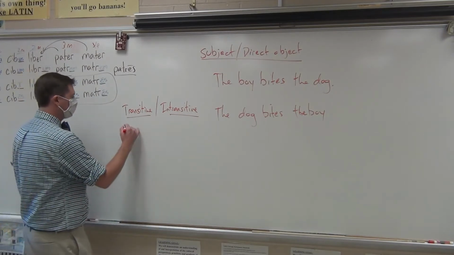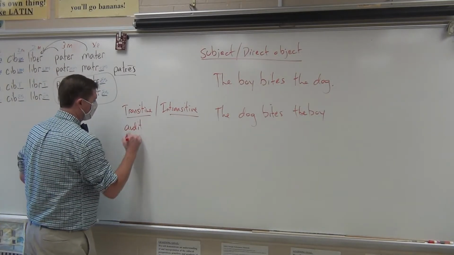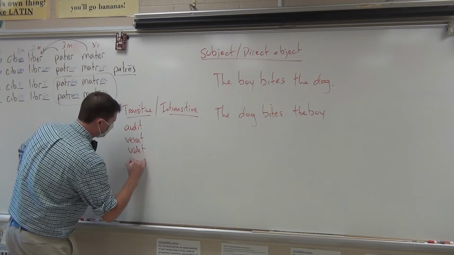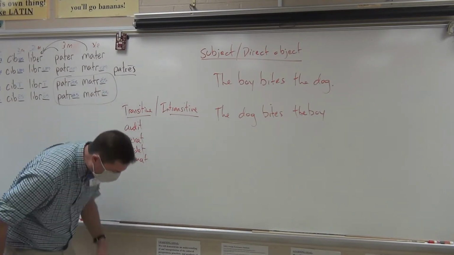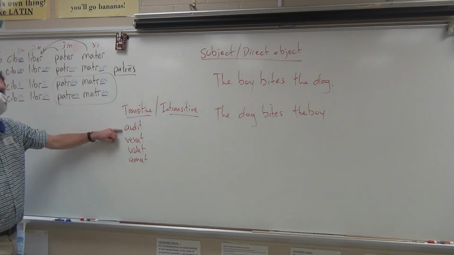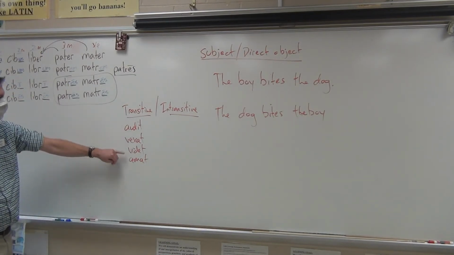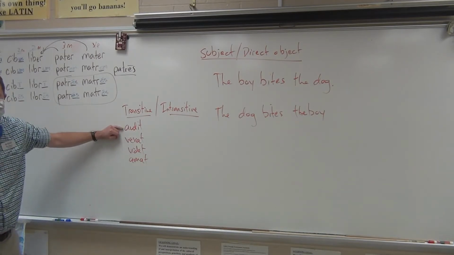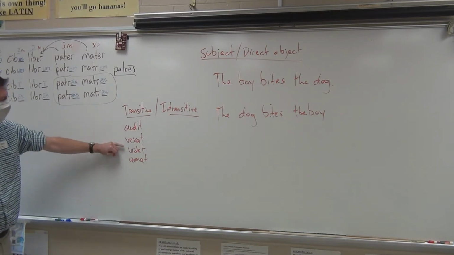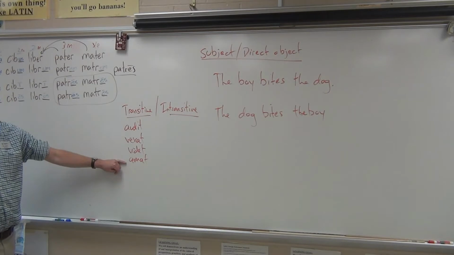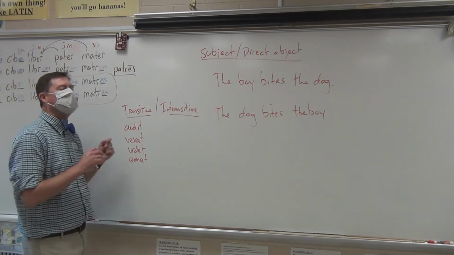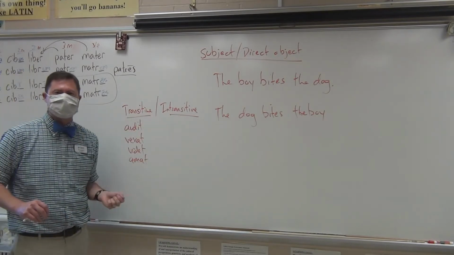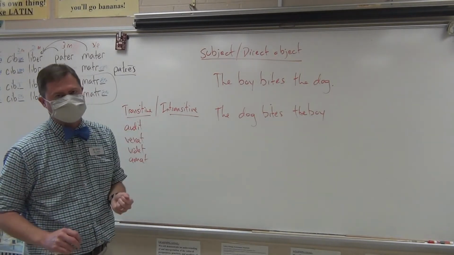In Latin, we've seen them as audit, and vexat, and videt, and amat. Because when you translate each of these, he hears, he annoys, he sees, he loves. He hears what? He annoys what? He sees what? He loves what? And thus, these verbs can have a direct object. They transfer action. Intransitive verbs are going to not have direct objects.